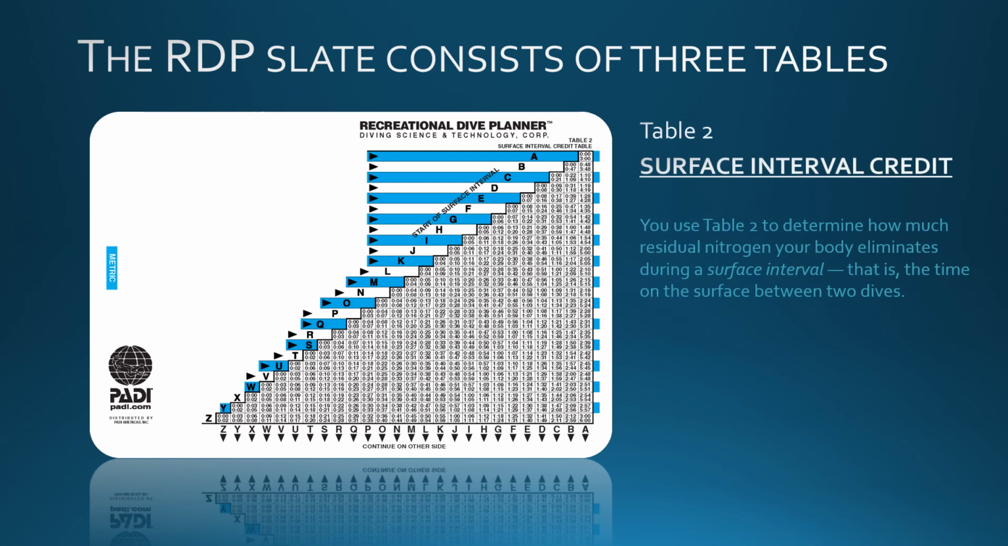Table 2 is surface interval credit. After we come up from a dive, excess nitrogen begins to leave our body. The longer you remain on the surface, the more nitrogen is released from your body tissues. This table calculates the remaining nitrogen after a surface interval.